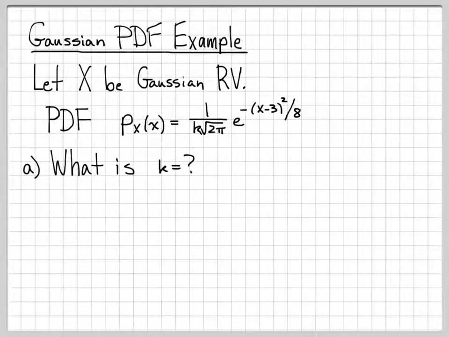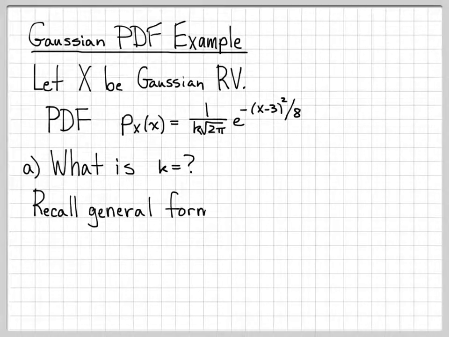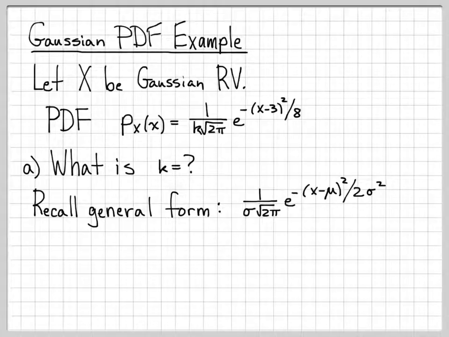The first thing is, what is the value for k? You notice in the description of the probability density function there's this unknown quantity k sitting there. We can figure that out easily just by recalling what the general form for a Gaussian random variable PDF is. The general form is 1 over sigma times square root of 2 pi e to the minus (x minus the mean) squared over 2 sigma squared.